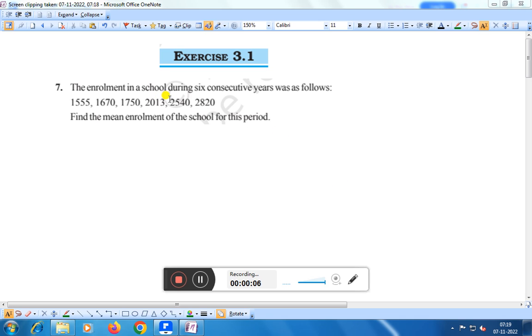Today we shall discuss exercise 3.1 question number 7. The enrollment in a school during 6 consecutive years was as follows: 1555, 1670, 1750, 2013, 2540 and 2820. Find the mean enrollment of the school for this period. Here you are finding the mean enrollment. The solution will be like this.